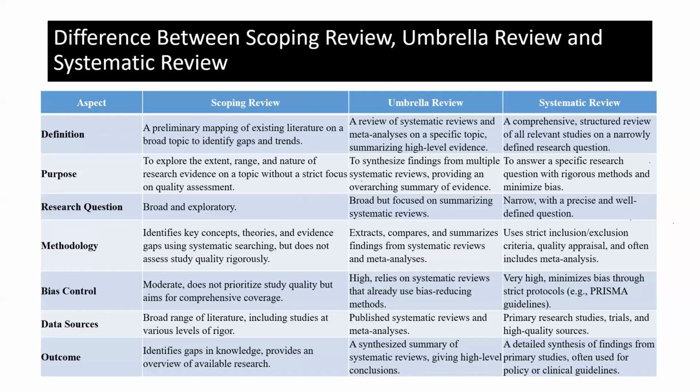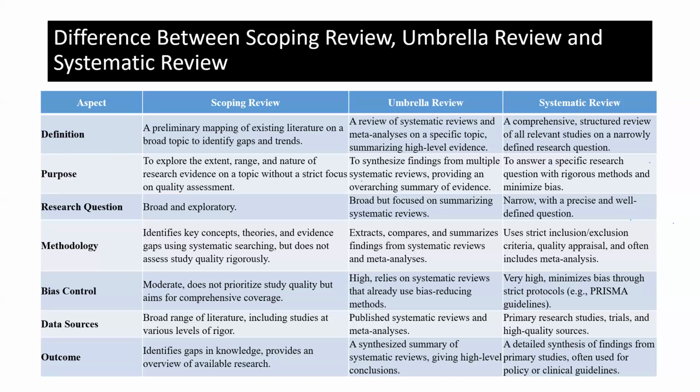So this gives an overview of how the scoping review, the umbrella review, and the systematic review differ at the level of definition, purpose, research question, methodology, bias control, data sources, and outcome. These are very important aspects, because for definition, the scoping review preliminarily maps the existing literature on a broad topic to identify gaps and trends.